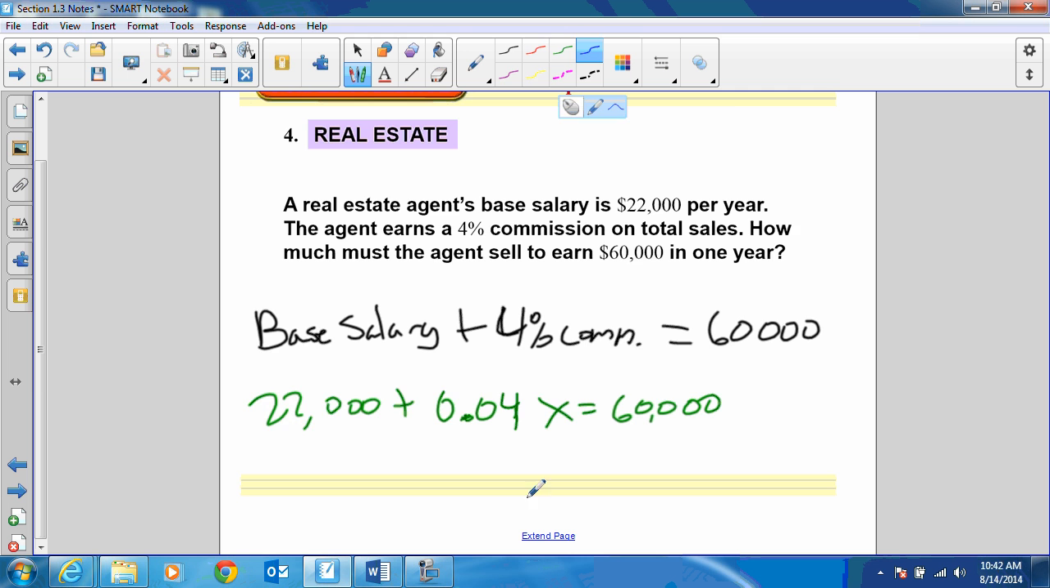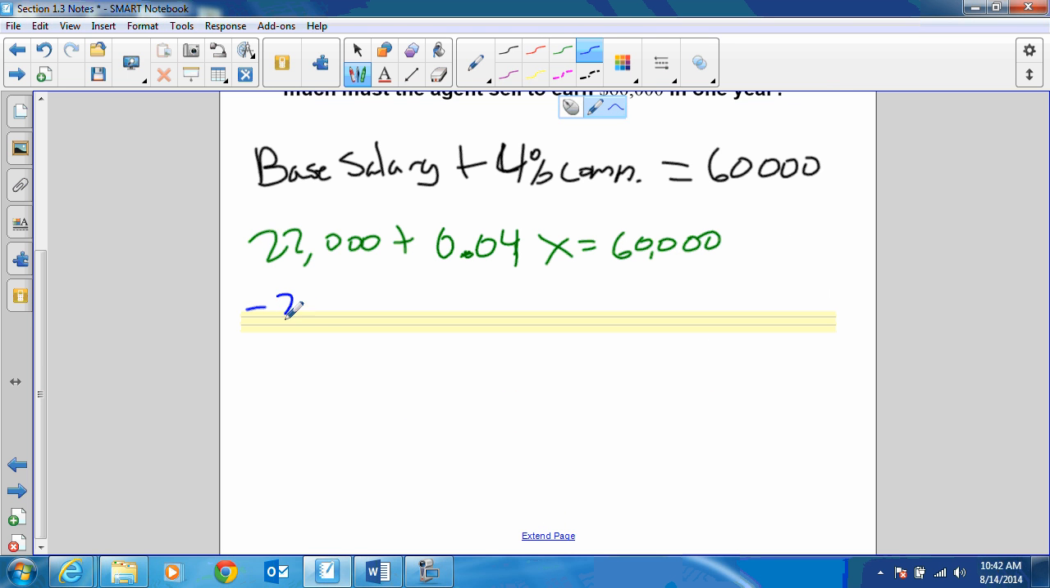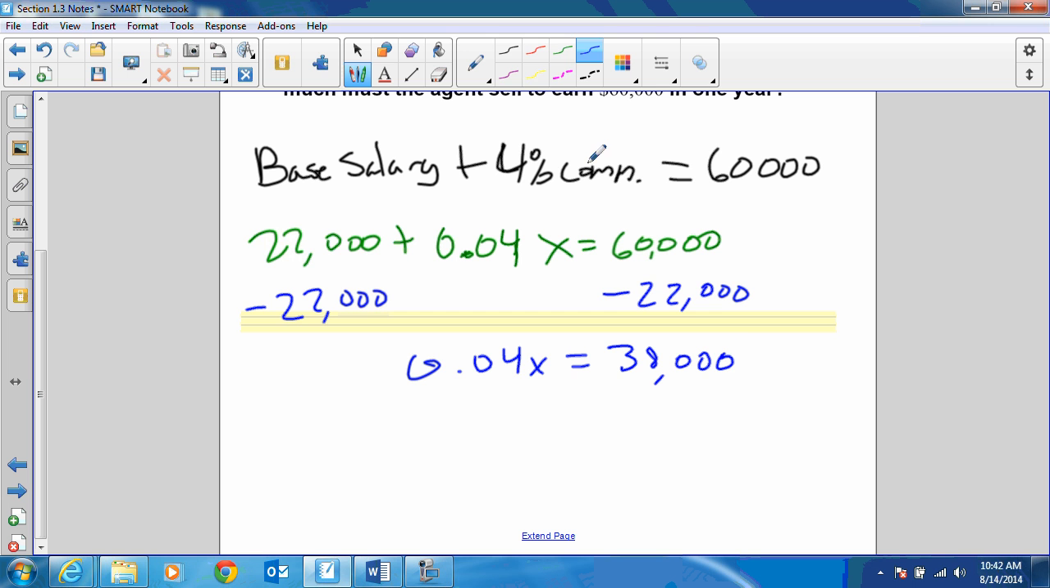Then we're going to subtract 22,000 from both sides, and we have 0.04x equals 60 minus 22, 38,000. And the last step, to get x by itself, we're going to divide by the coefficient, which is 0.04. We always divide by the coefficient unless it's a fraction. And even if it's a fraction, you can do it right in your calculator and still divide by the coefficient. It's just not the proper way to do it. But whenever you have a number in front of x, divide by that to get your answer.